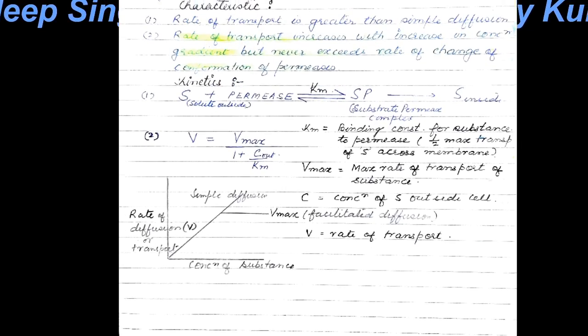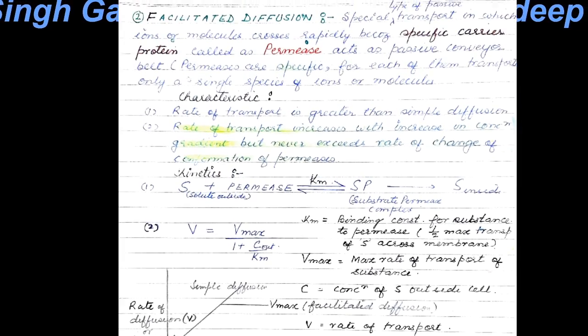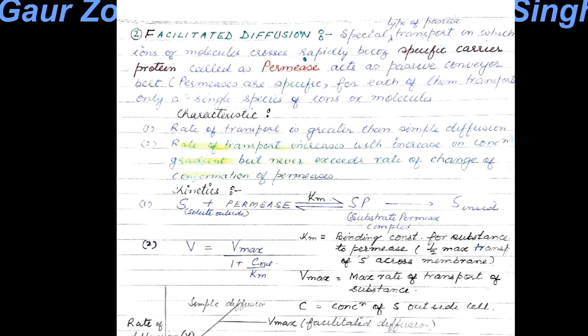So diffusion, one kind we had studied, that is simple diffusion. Now we have another kind of diffusion which is called facilitated diffusion, and this diffusion also does not depend upon energy. That means it does not require energy. However, it requires a specific carrier protein which is called permease, and it acts as a passive conveyor belt.